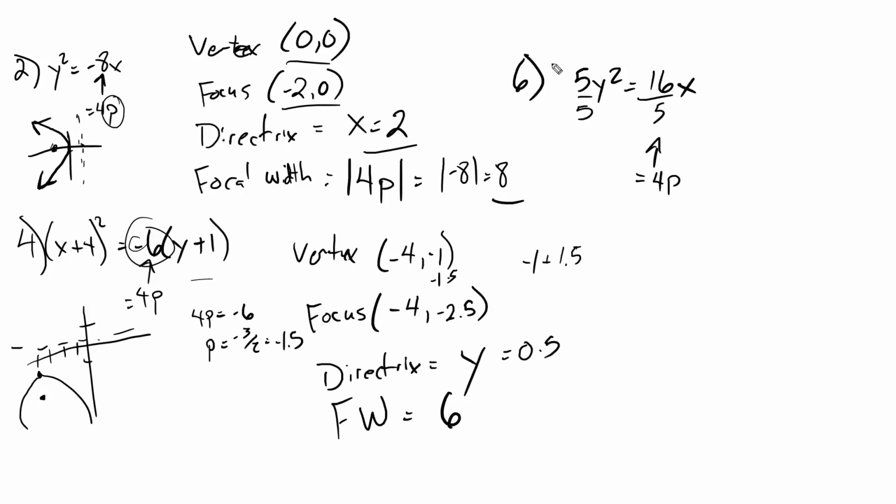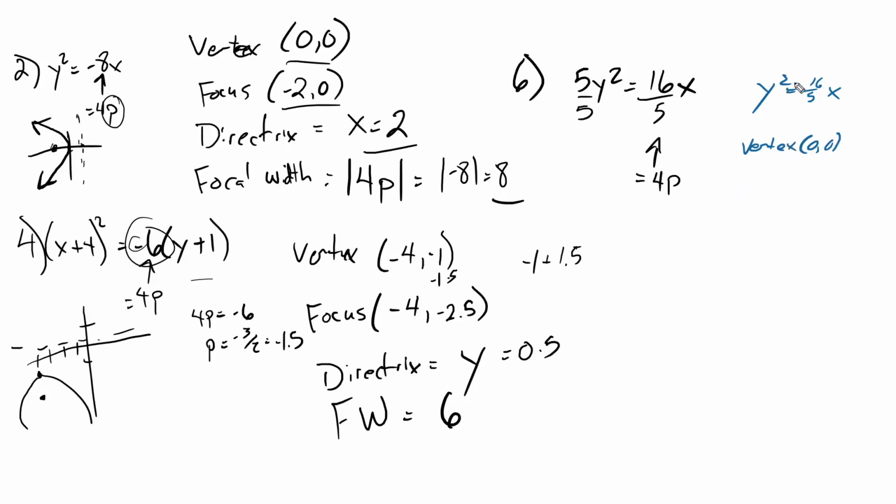So number 6, same setup. Let's do this. I'm tired of seeing black. Let's do this in this color blue. I already mentioned that this, I'm going to write it as y squared is equal to 16 over 5x. So that means my vertex is at the origin, 0, 0.